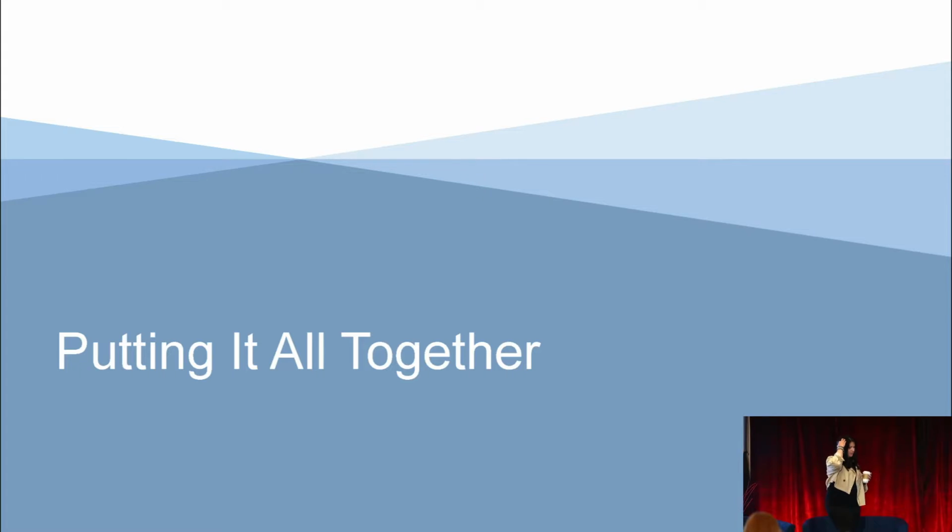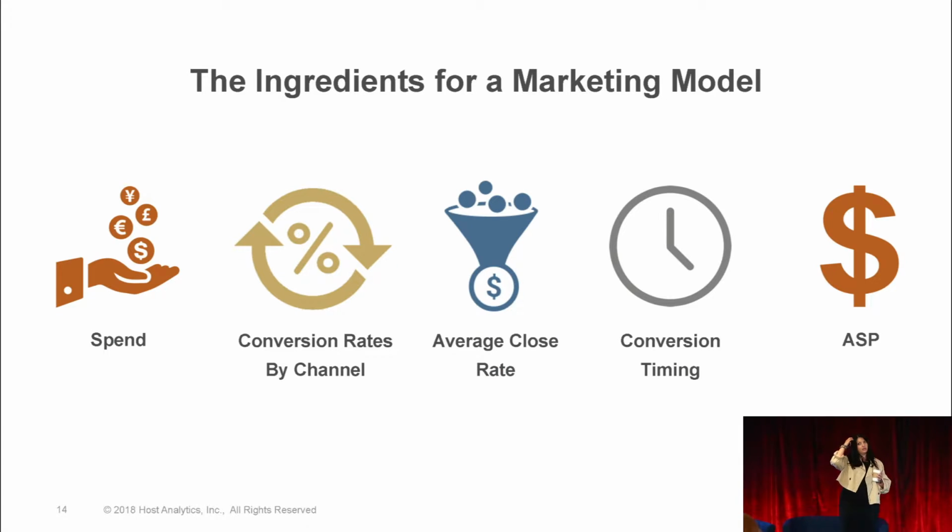Putting it all together. So, the ingredients of a good marketing model: the spend, knowing how much you're going to spend; your conversion rates by each individual channel; your average close rate, because while sales actually has that piece of the funnel, we do influence it, and we have to work that equation backwards from that close rate; the conversion timing, so the lag that I talked about; and then your ASP.